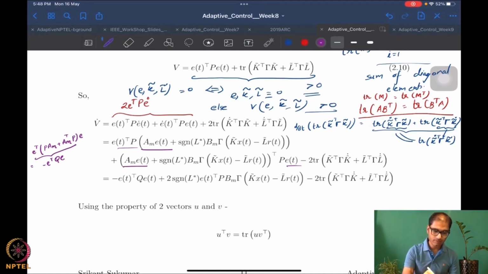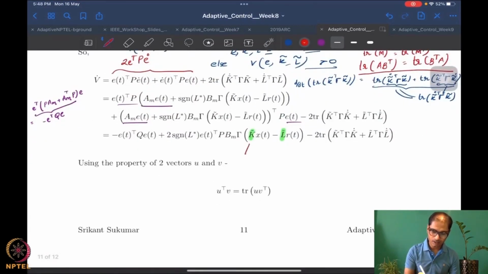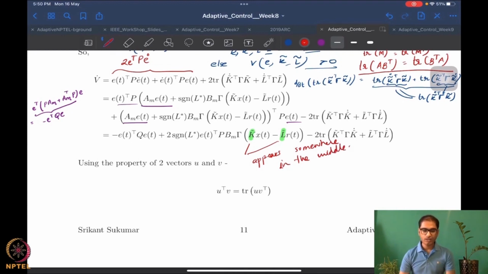So this term and this term, right, appears somewhere in the middle. Okay, we would ideally want it to be on the left or the right hand side so that we can take things common and cancel it out using k hat dot. This is what we've been doing.